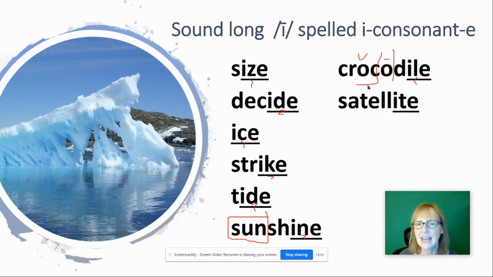Satellite, same thing, sat, which is a short A sound, the cat sat at the chair. Sat, L-E-L, that's a short E as well, sat. And some people might say that as a schwa. And then I is our long I, T is the consonant there, and silent E at the end. Strikes, 3 strikes and he's out.